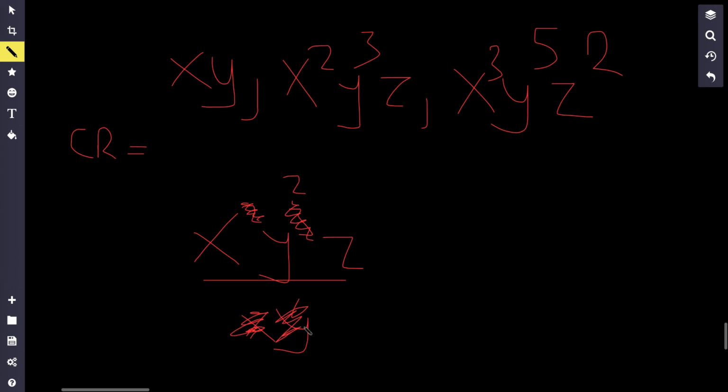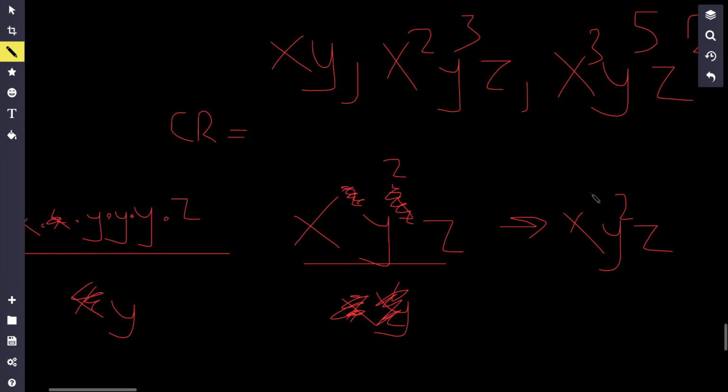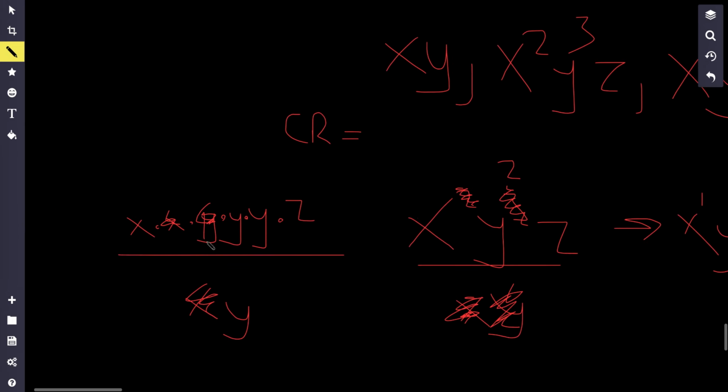This cancels out. So you just get that your common ratio is just x, y squared, z. The thing we did here was, x squared, which you can write as x times x, and you have y to the 3rd power, which is y times y. And you multiply this by z, right? And you're dividing this by xy. So notice how one of the x's cancel out, so you're just left with x to the 1st power. And notice how one of the y's cancel out, so you're just left with y to the 2nd power.